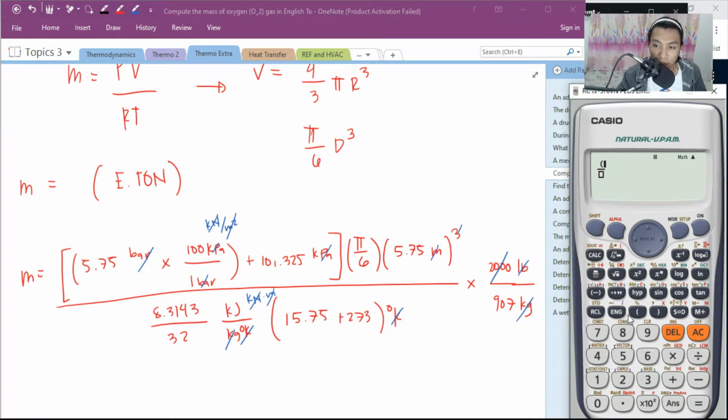So, una, 5.75. Hindi na kailangan i-divide. 5.75 bars times 100. Okay, yung parenthesis niya sa loob. Tapos, plus natin 101.325 times pi over 6.